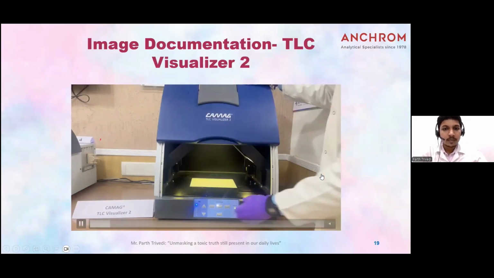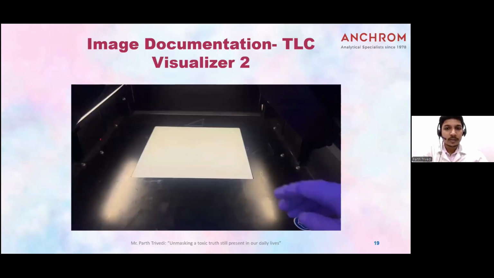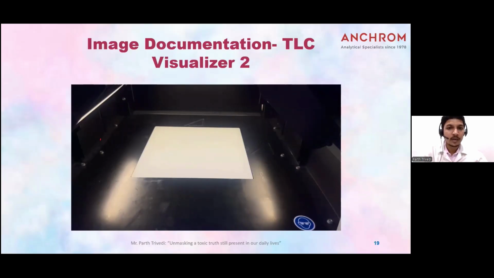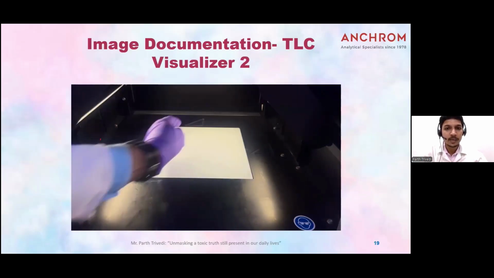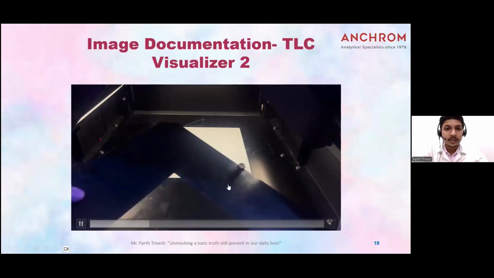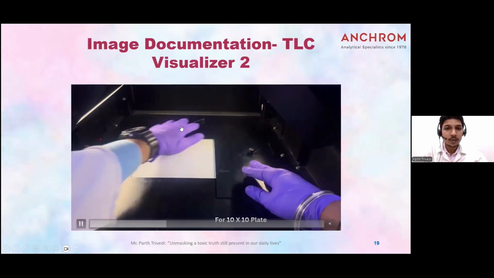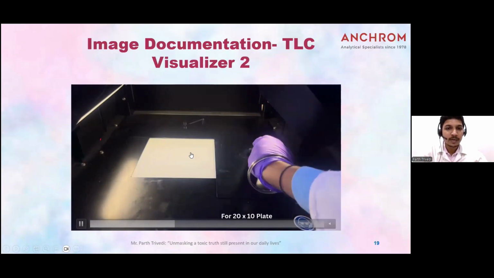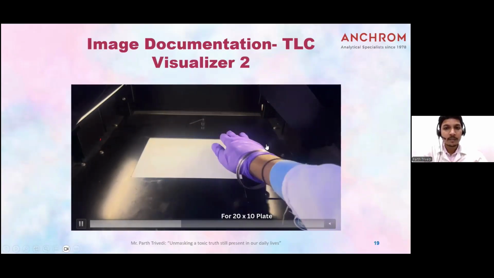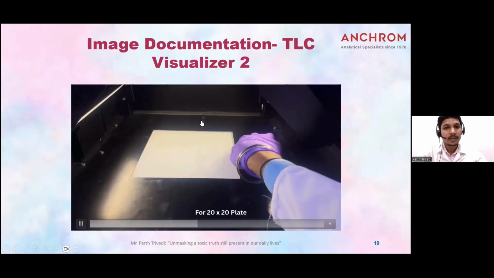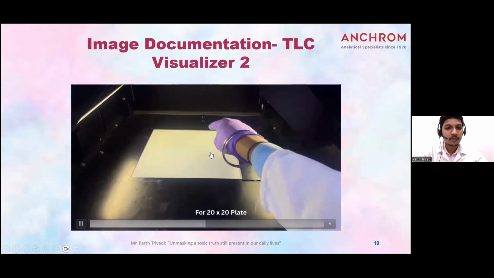So yes, this is the visualizer. This is the inside of it. Just take the points A, B, and C, and I will explain them. This is a shape slit. When we place from A point to A point over here, you can place a 10 by 10 plate. When we keep it from B to B, you can place a 20 by 10 plate. And when we keep it at C to C point, you can place a 20 by 20 plate.